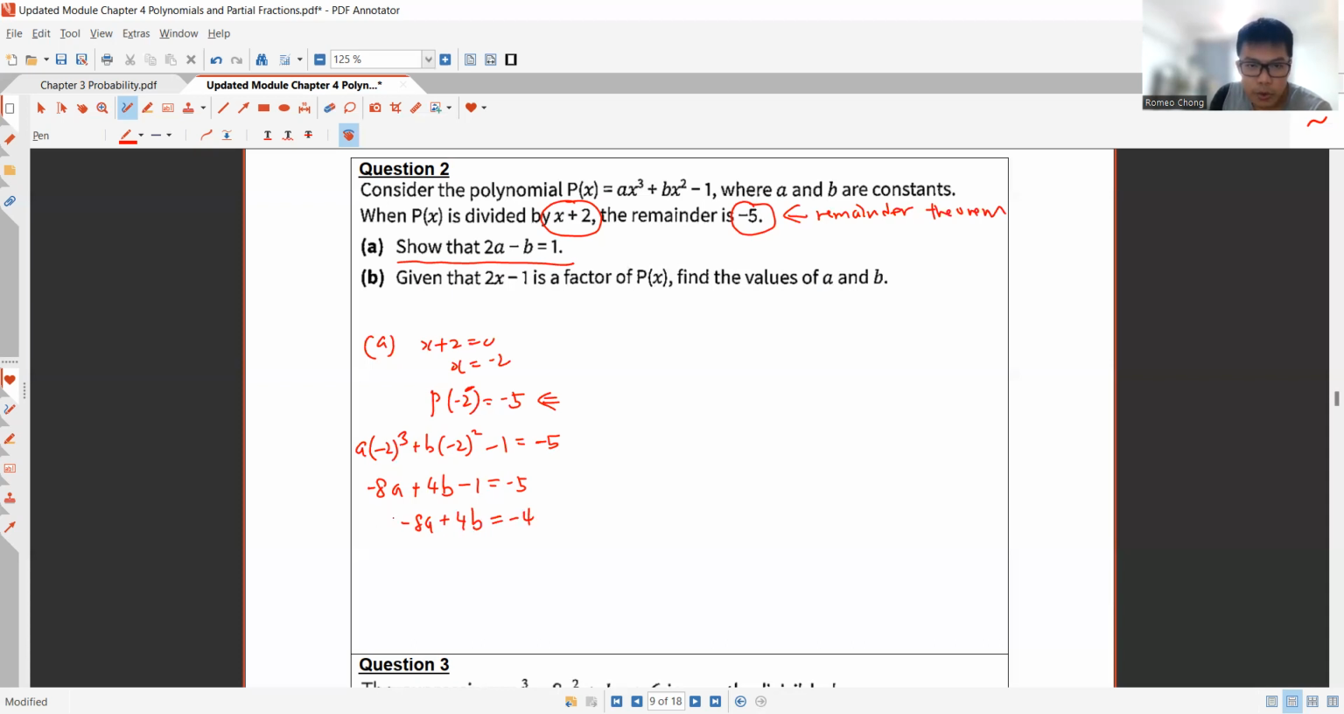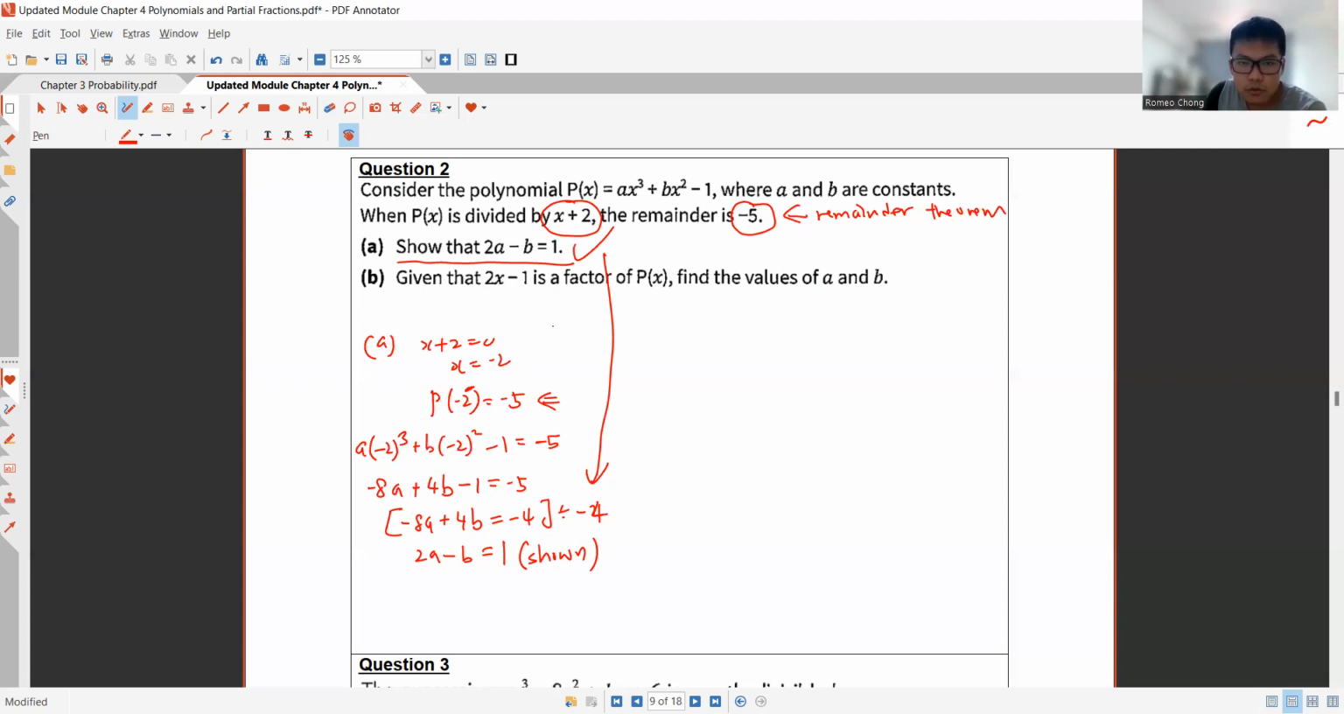Then the whole equation divide by negative 4, because you want to get this form. Sorry, divide by negative 4, my bad. So you should get 2a minus b equal to 1. Okay, so here you already shown.